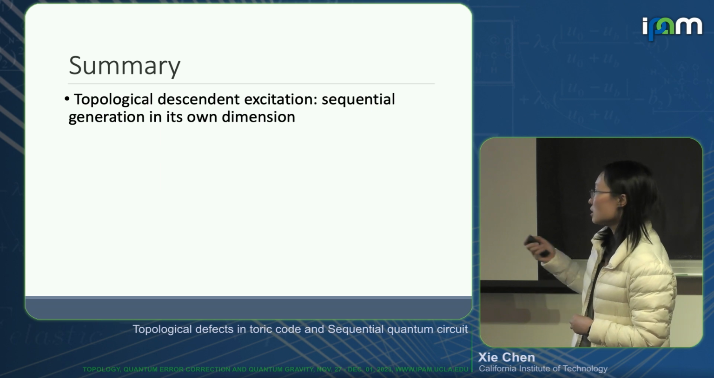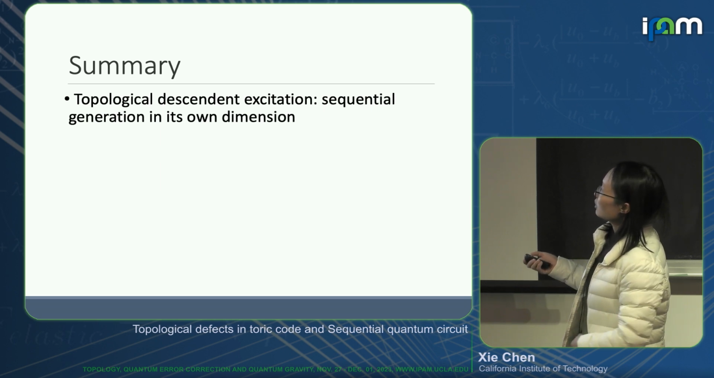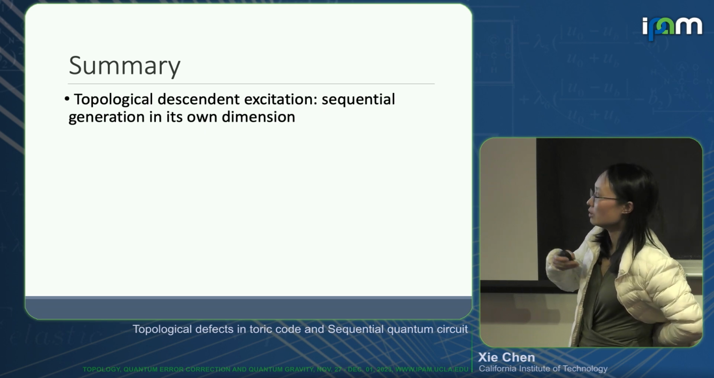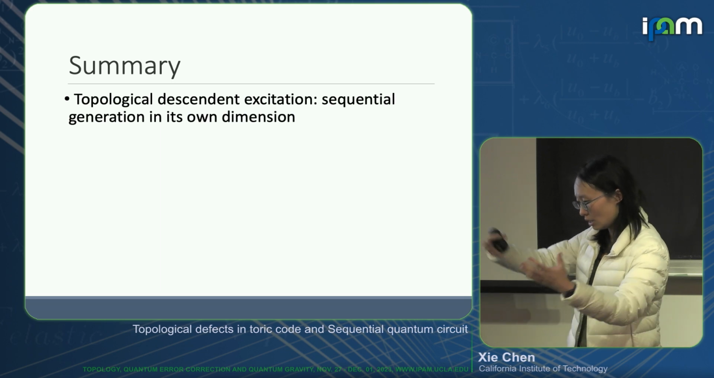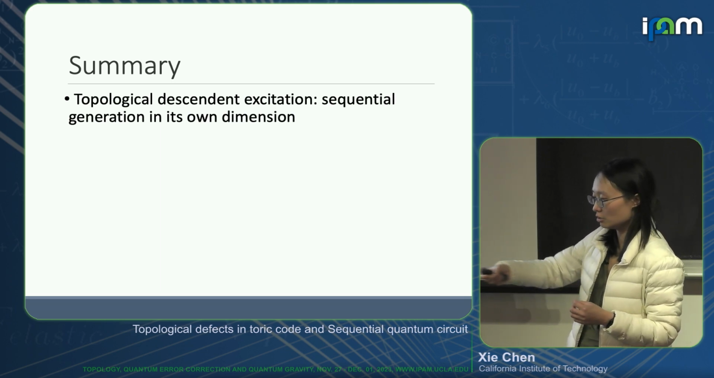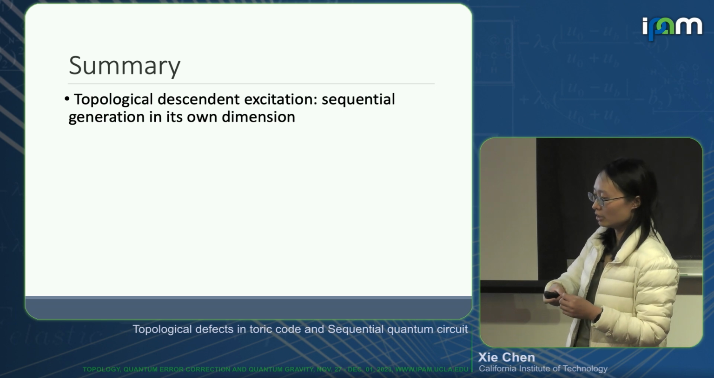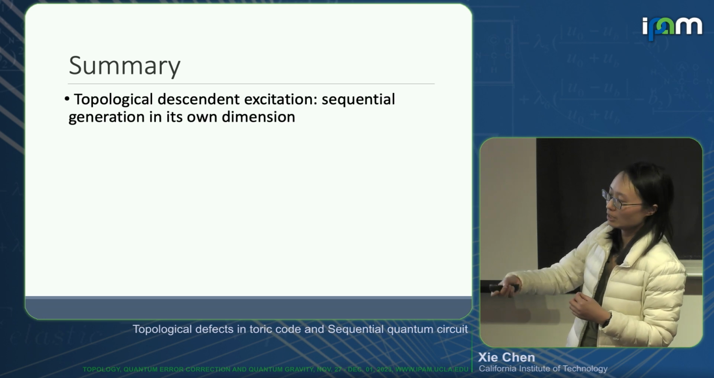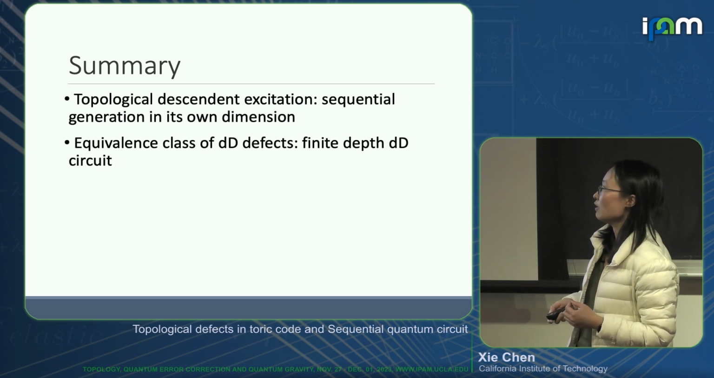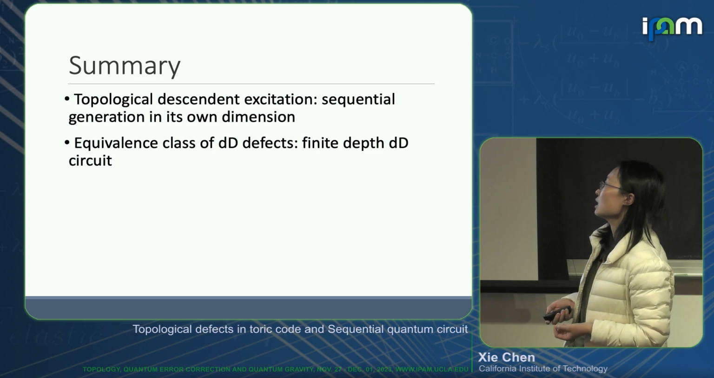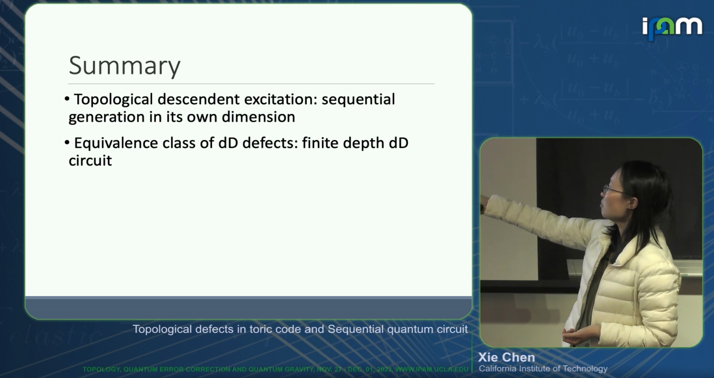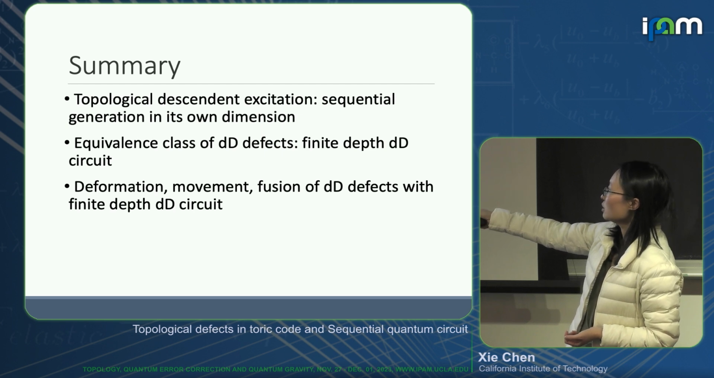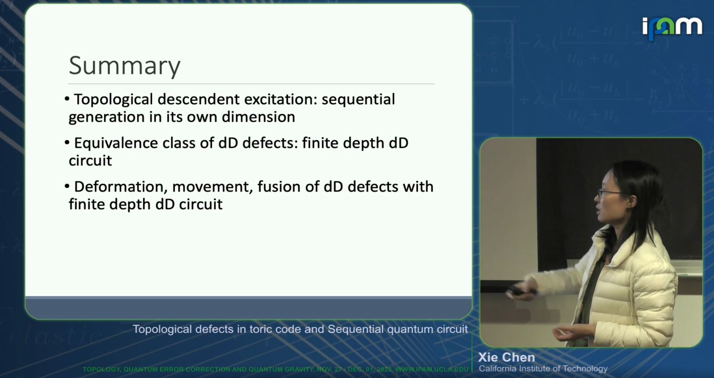And so in this talk, we use sequential quantum circuits to generate descendant excitations. We see that they can be generated, they don't have to be generated as the boundary of something. They can be generated on their own. But when generated in their own dimension, they have to be generated in a sequential way, signaling that it's a non-trivial type of defect. And then the equivalence class of d-dimensional defects is given by finite depth d-dimensional circuits, and deformation, movement, and fusion are all realized by such finite depth circuits.